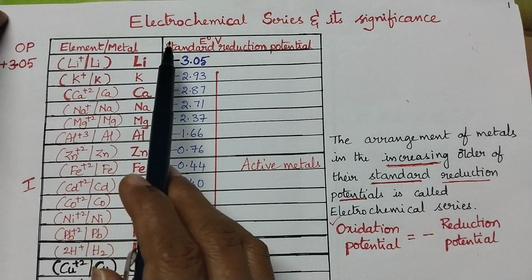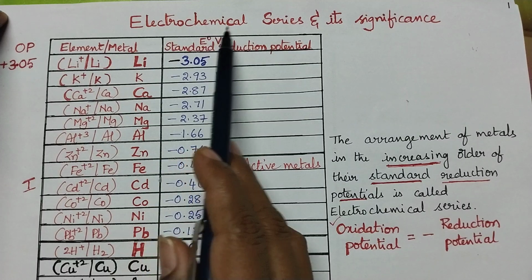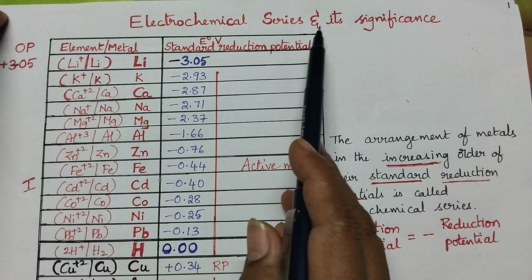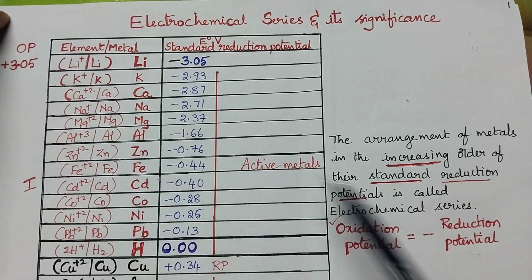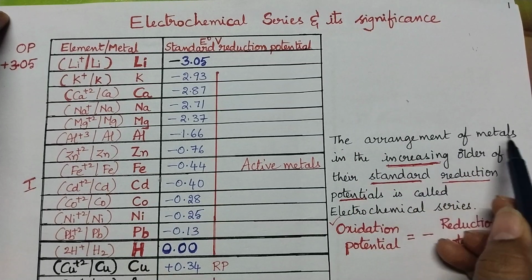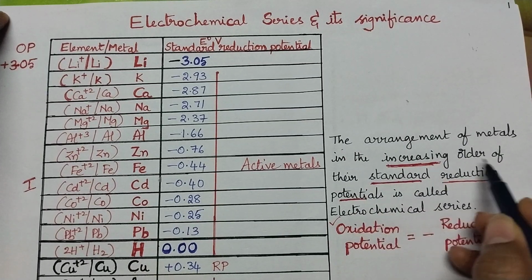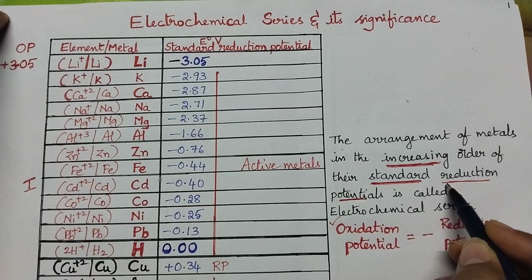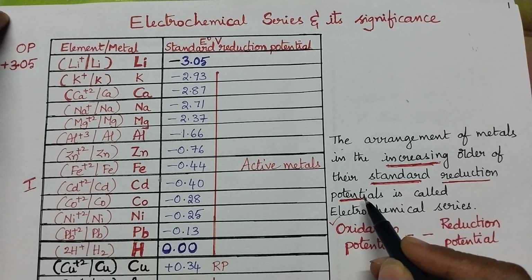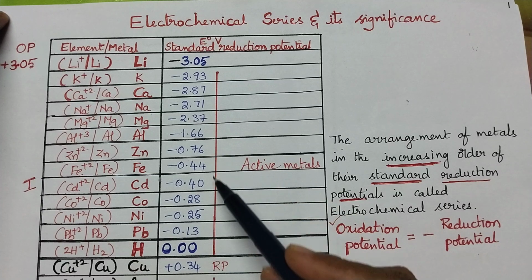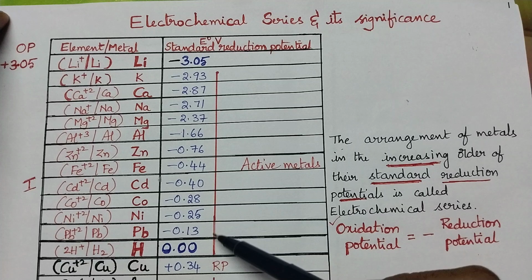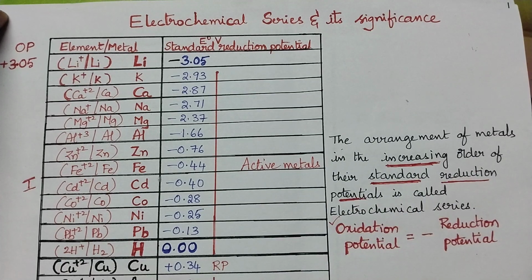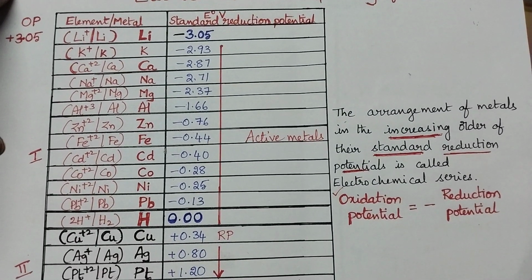In this video, I am going to discuss in detail about the electrochemical series and its significance. Coming to electrochemical series, it can be defined as the arrangement of metals in the increasing order of their standard reduction potentials. So, in this electrochemical series, all the metals are arranged in the increasing order of their standard reduction potentials. Students, what do you mean by standard reduction potentials?